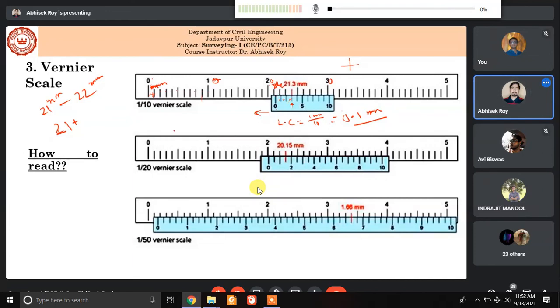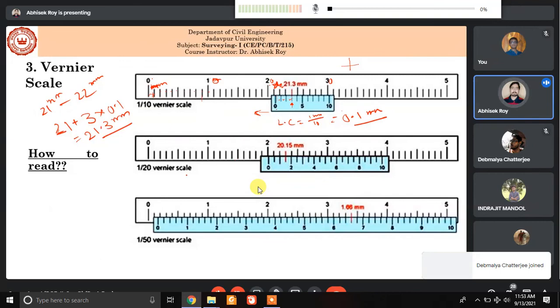Now, what will be your reading? It will be 21 plus the number of divisions crossed, where your line is exactly matching with the main scale. That is 3 into the least count of the vernier, that is 0.1 millimeter here. So obviously your reading will be 21.3 millimeter. Is that clear? Yes, sir. Okay.